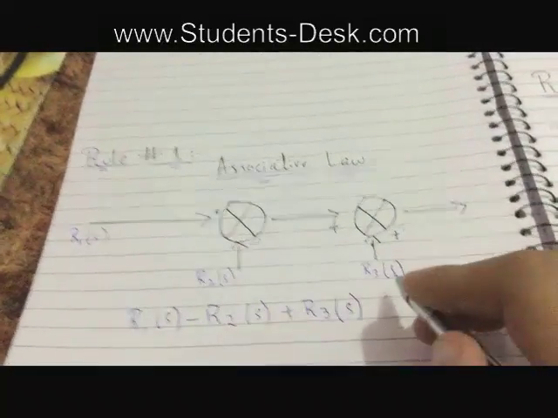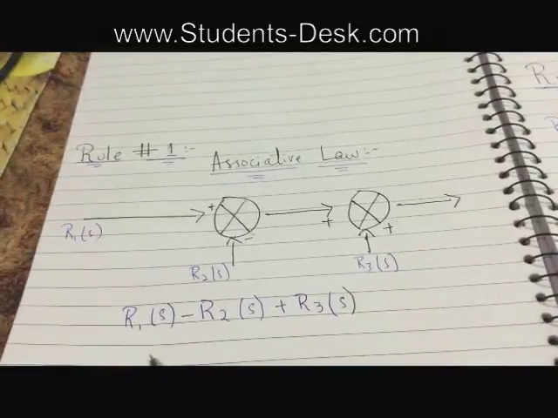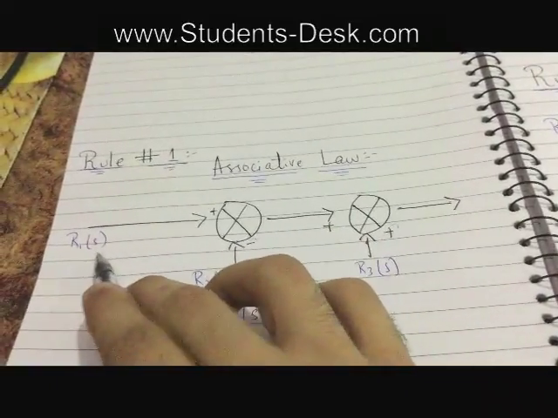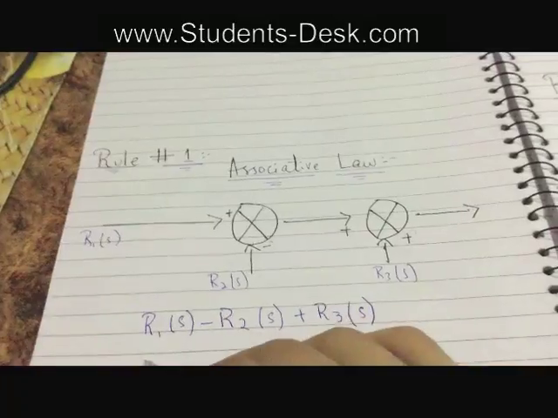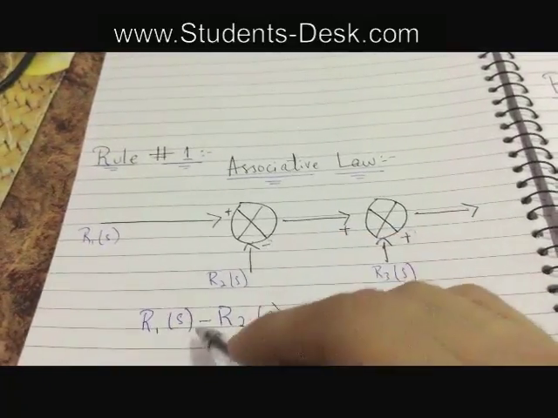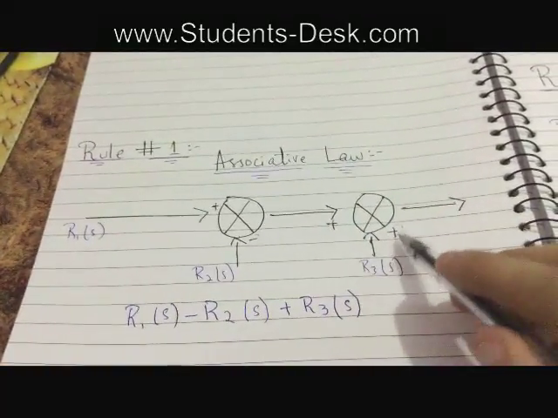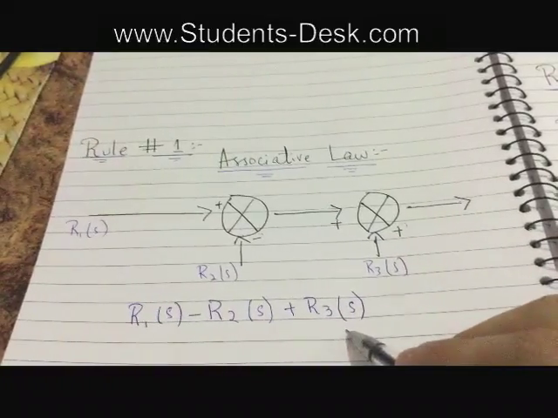How do we make an equation from this block diagram? Since R1 is going into the positive sign, R1 is positive, and R2 is going into negative, so minus R2, and then R3 is positive again, so plus R3.